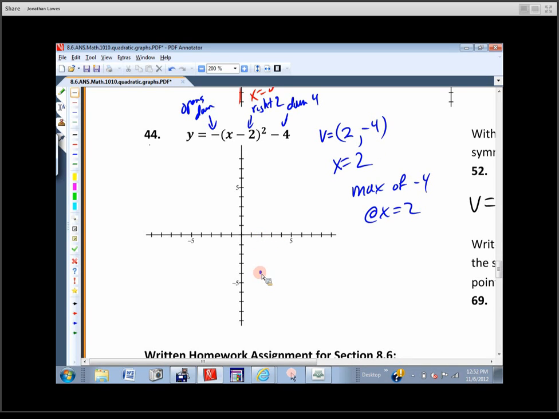So we're right here. We know it opens down, so we're going to go over 1 and down 1. Over 2 and down 4, so that's going to put me about right there. And then I've got these other points over here that are symmetric. Here's my axis of symmetry. Might want to draw that first. Our vertex is at 2, -4. And then I want to label these other guys right here.